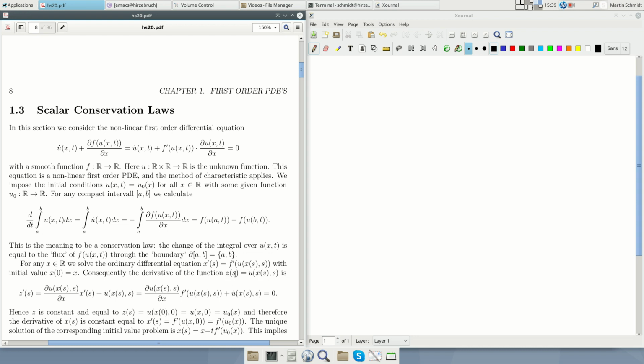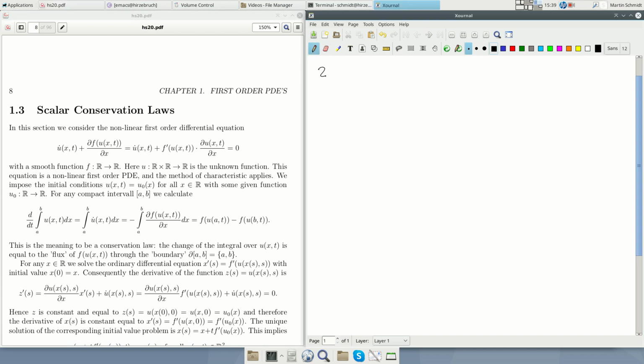Now we define an appropriately chosen function z of s. And now let's calculate the derivative of z. This derivative depends on two places of s. The right hand side depends on two places. It's again a composition of this function z of s, which is given by u of x of s, comma s. And this is a composition.